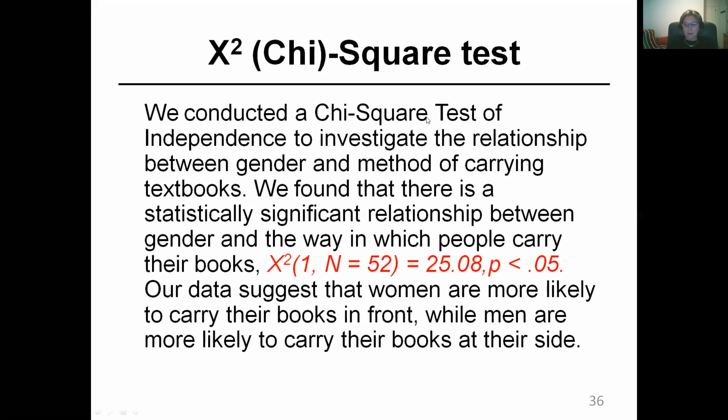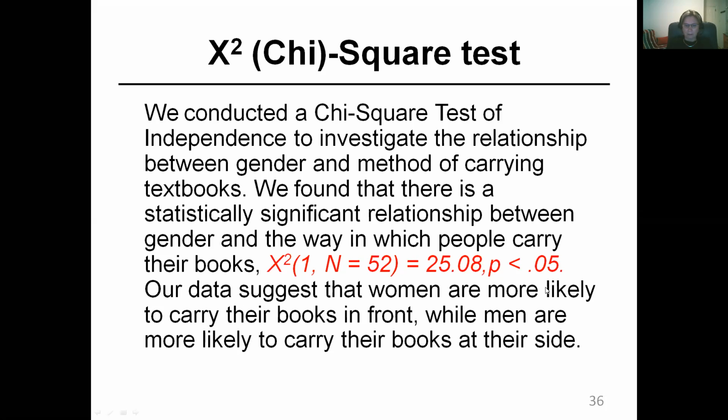We conducted a chi-square test of independence. I'll tell you what that means. To investigate the relationship between gender and method of carrying textbooks. We found that there is a statistically significant relationship between gender and the way in which people carry their books. And the stuff in red is what I call the statistical statement. Of course, it shouldn't be in red in your text, right? You understand that. I put the red here to catch your attention because you have to write a statement in this format. Again, we'll go over this a little bit later when you have your data.